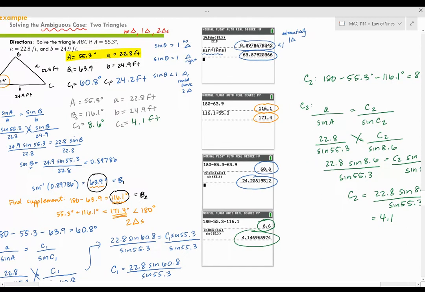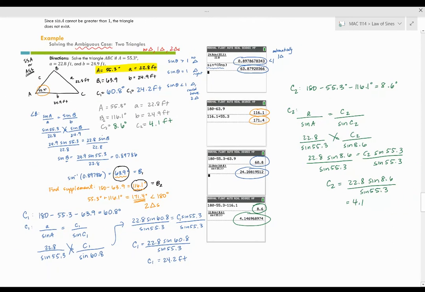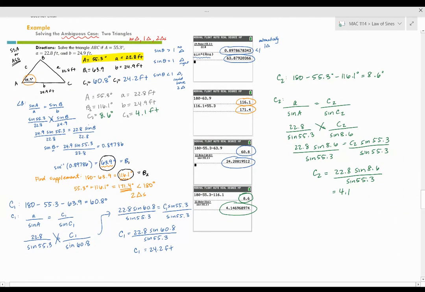After all of this, we can see that we have both of our charts filled out. These are all of the answers for triangle 1 and for triangle 2. It's important that you keep them straight. All the answers that have a subscript of 1 are the answers for triangle 1. All of the answers that have a subscript of 2 are the answers for triangle 2.